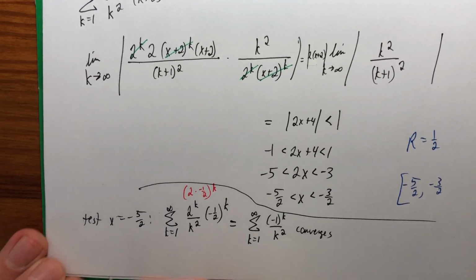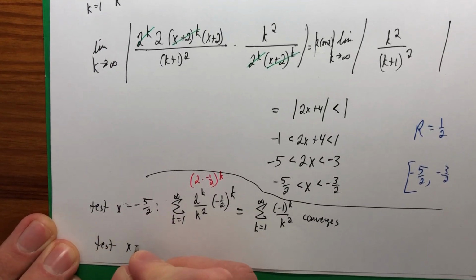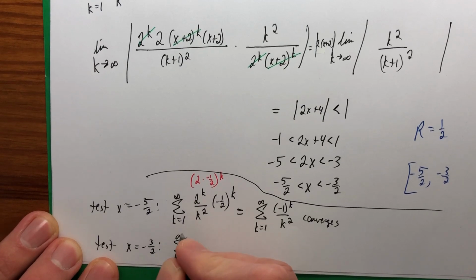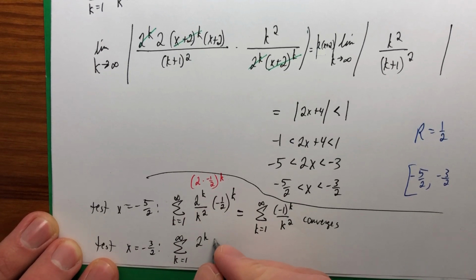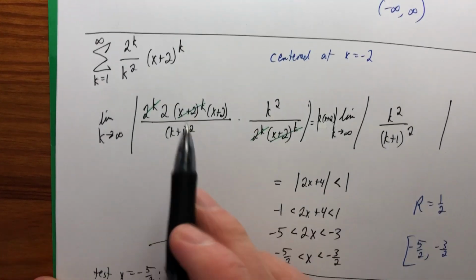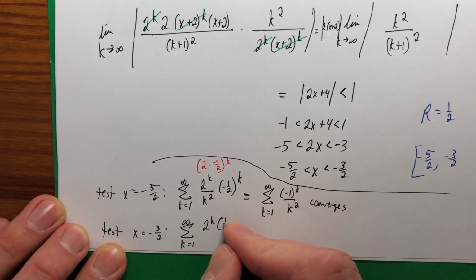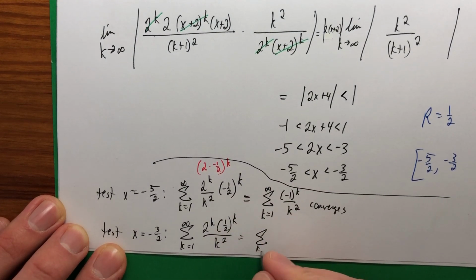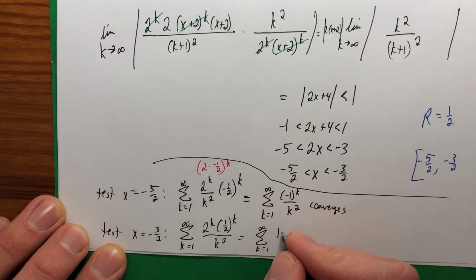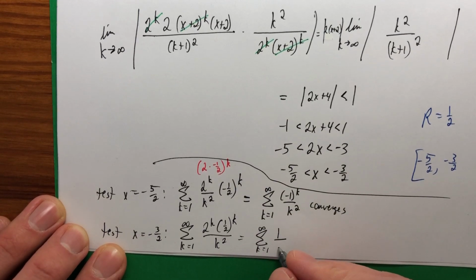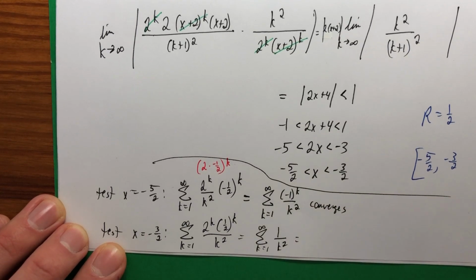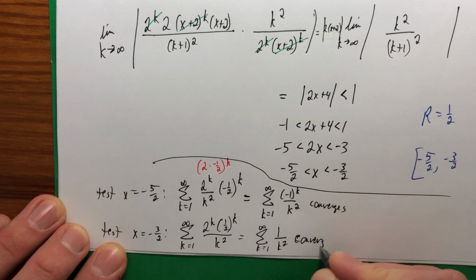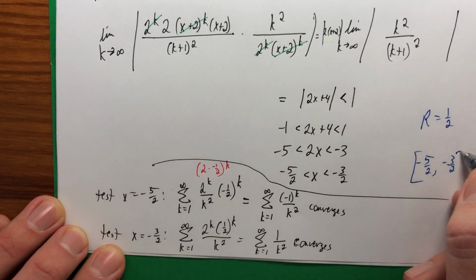When we do, we'll go quickly. So we're going to test x equals -3/2, and we have the sum from 1 to infinity, 2 to the k. We plug in -3/2 right there. That gives us +1/2 to the k over k squared. We have the sum from 1 to infinity of 1 to the k, which is 1, over k squared. And that also converges. Converges because, well, p-series. There we go.